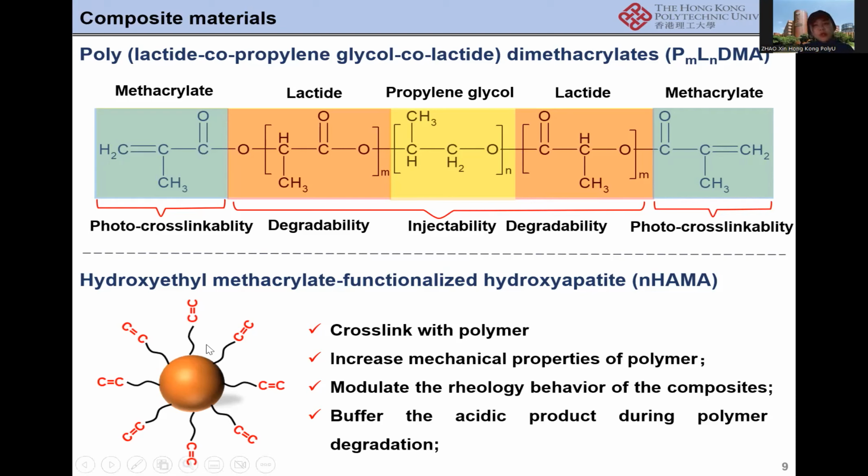The other component we put in is the methyl acrylated hydroxyapatite. Because it has the C=C bond there, it can cross-link with itself, and it can also cross-link with the polymer. Then they can form an organic-inorganic double network, and this will strengthen the mechanical properties. Hydroxyapatite can also buffer the degradation products during the polymer degradation.